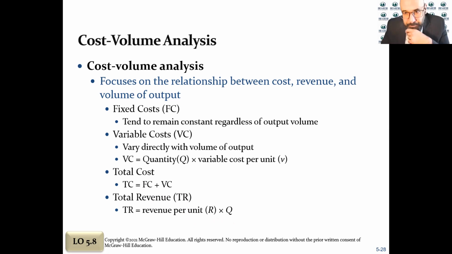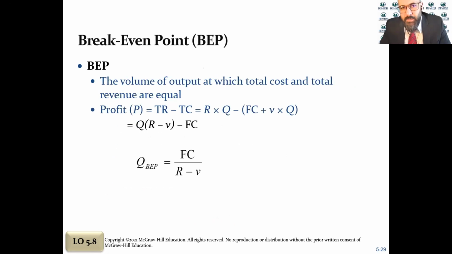And the total revenue is the revenue per unit, which is how much you sell the unit for, the sales price, times the quantity. And there's an important relation between the total cost and total revenue, which is called the break-even point. The break-even point is the volume of output at which total cost equals the total revenue. So whenever we have the total cost equal to the total revenue, that would be the break-even point. If you reach the break-even point, you're not making money, you're not losing money. Basically, you're covering only the expenses that you pay.